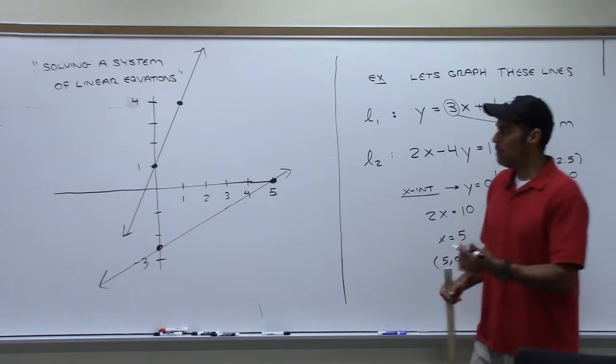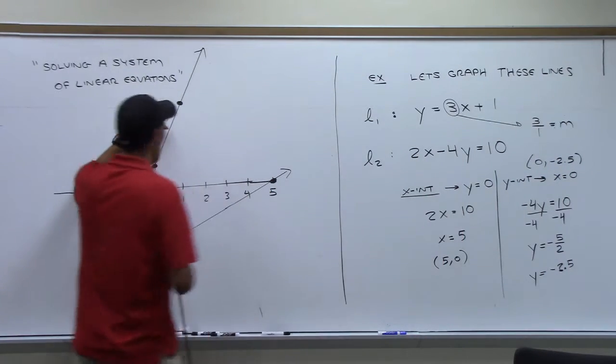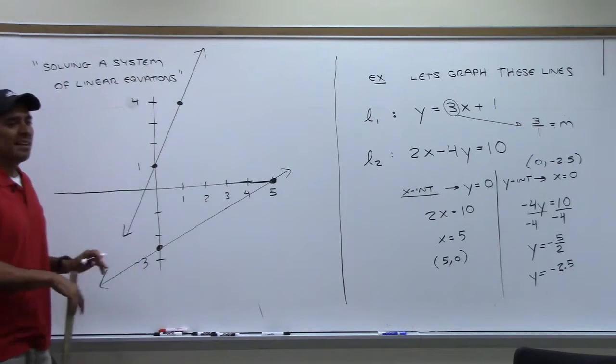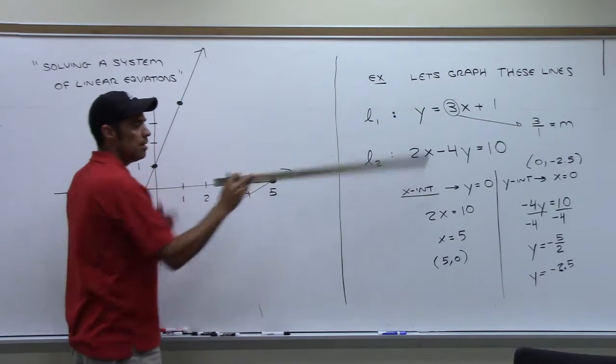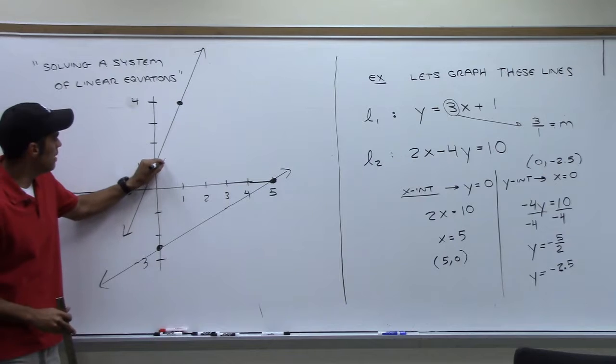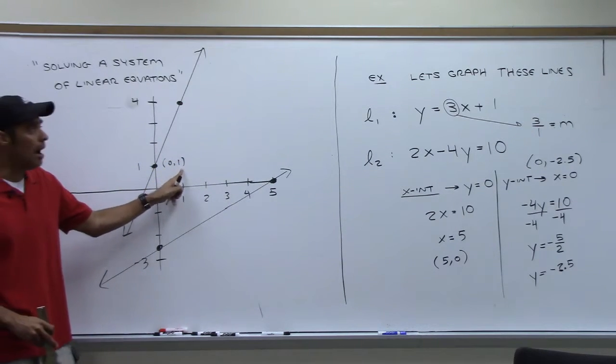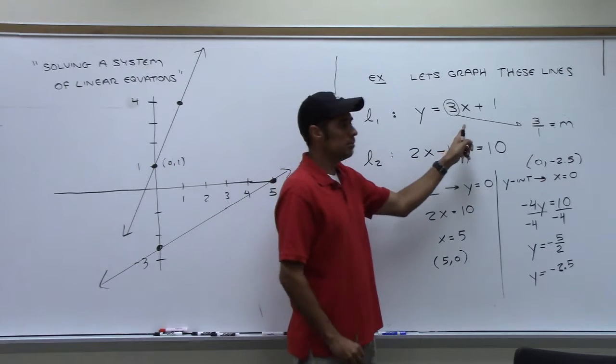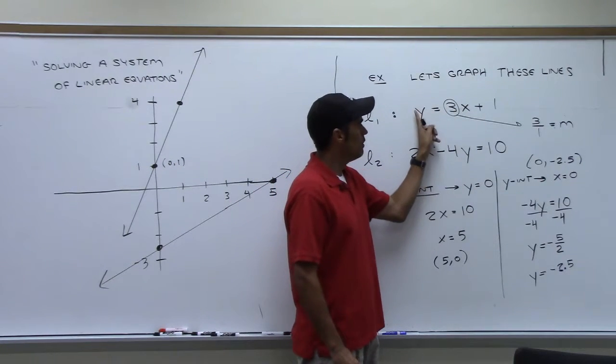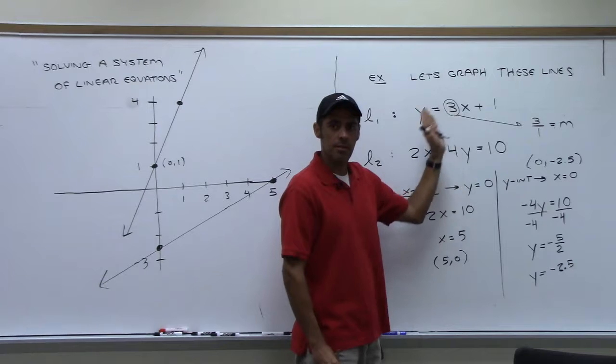So remember that every point that lives on this line will satisfy this first equation. In other words, this point right here is the point 0, 1, right? If I plug in 0 for x and 1 for y, this will be true, won't it? 0 for x here, 1 for y here, and that would be a true statement. Do y'all see that that would be true?